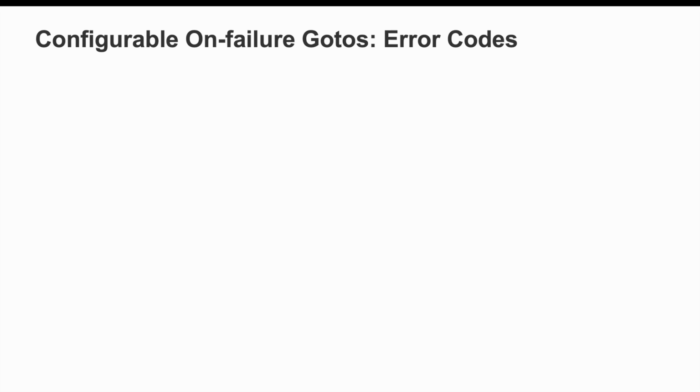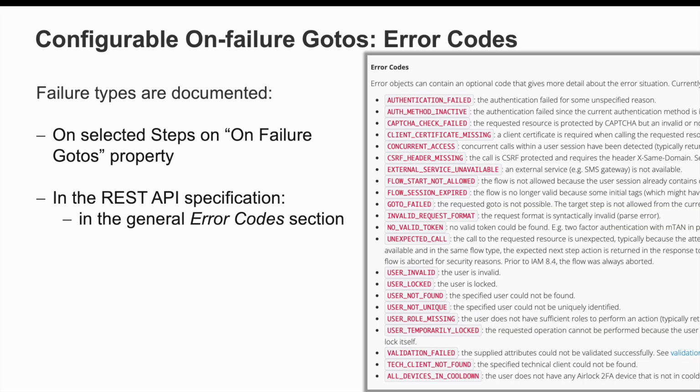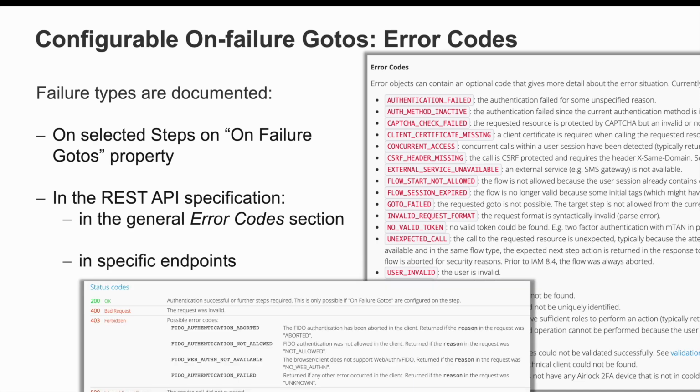So how do you know about the error codes of each step? They are documented. On selected steps, like the FIDO step you saw, it's in the plugin property. So you can look this up in the config editor. And for almost all plugins, it's in the REST API specification. So have a look at the general error code sections. These are general error codes that are valid for all steps. And in the specific endpoints, here is again the example from FIDO.